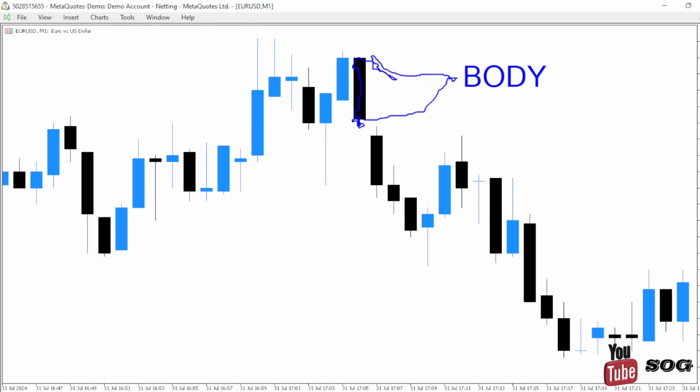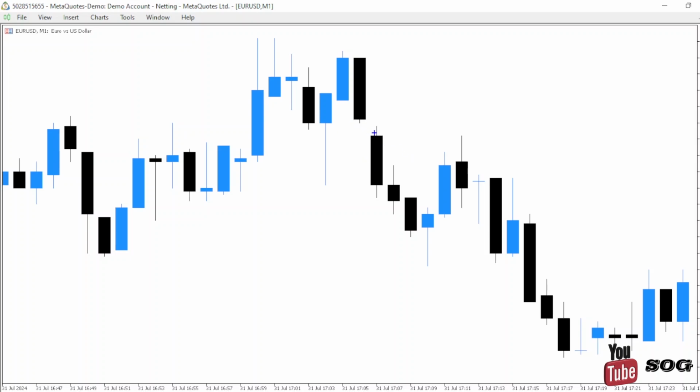And this zone, this lower part that the market came to and did not close, is called the wick of the candle, or the shadow of the candle. The wick or the shadow of the candle. Still the same. Let me get just one more and we'll move on. Don't want the video to be that long.